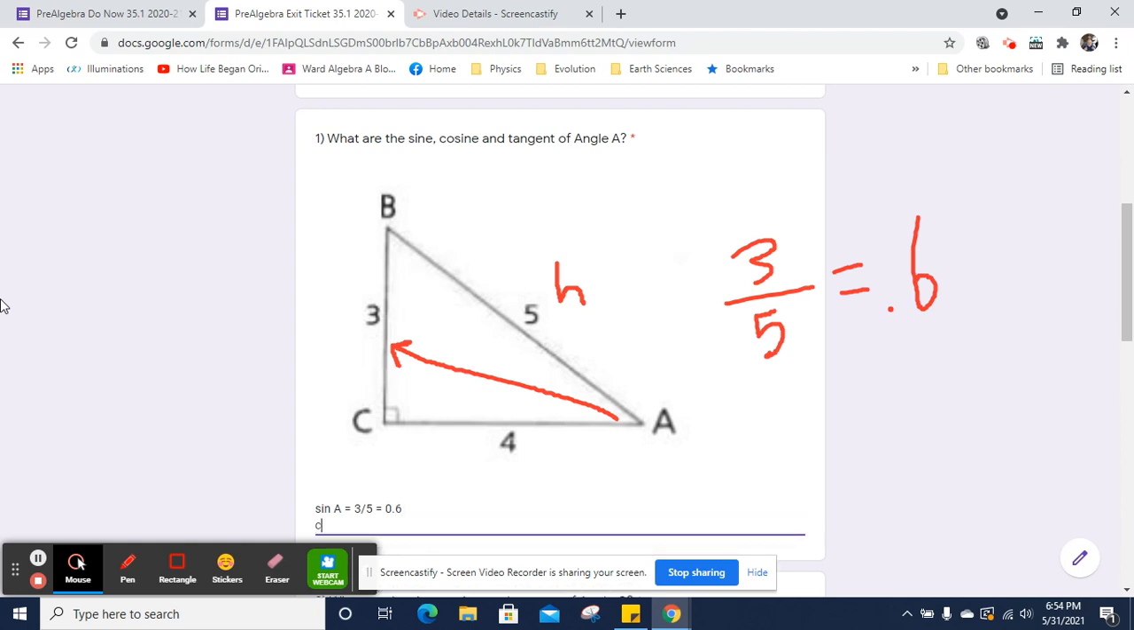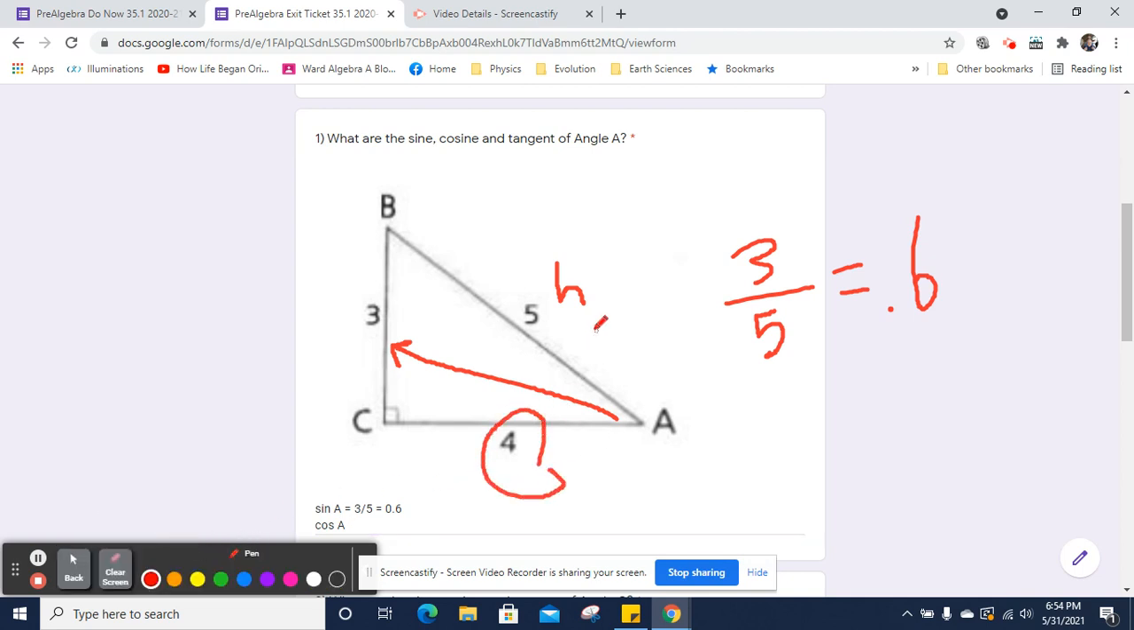0.6. Cosine of A is going to be the adjacent. Now, which one is the adjacent? This is the adjacent. The hypotenuse already has a job, so it's adjacent over hypotenuse. So the cosine is going to be, I'll actually say this, opposite over hypotenuse, which will equal that. And this will be adjacent over hypotenuse, and that's going to equal 4 over 5, which will be 0.8. So that's going to be 4 over 5.